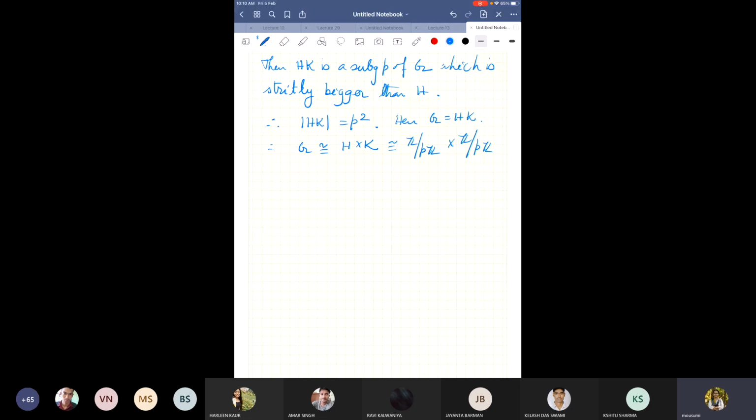Is it fine? Last week I have done when we can write a group as a product of its two subgroups. I have given you the criteria under which conditions we can do that. If both H and K are normal subgroups and G is equal to HK, we can write it in this way. So I have applied that theorem here.